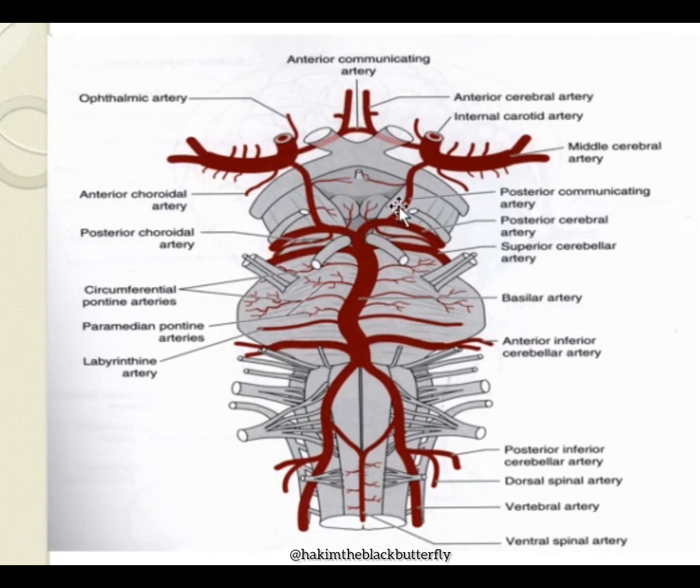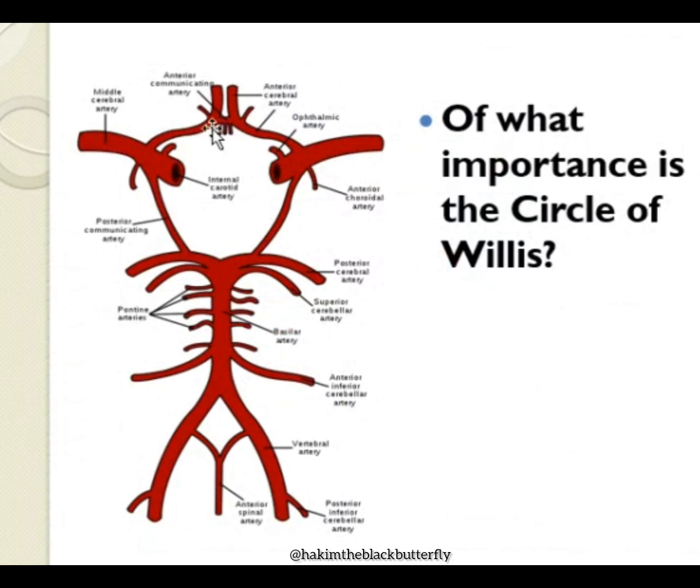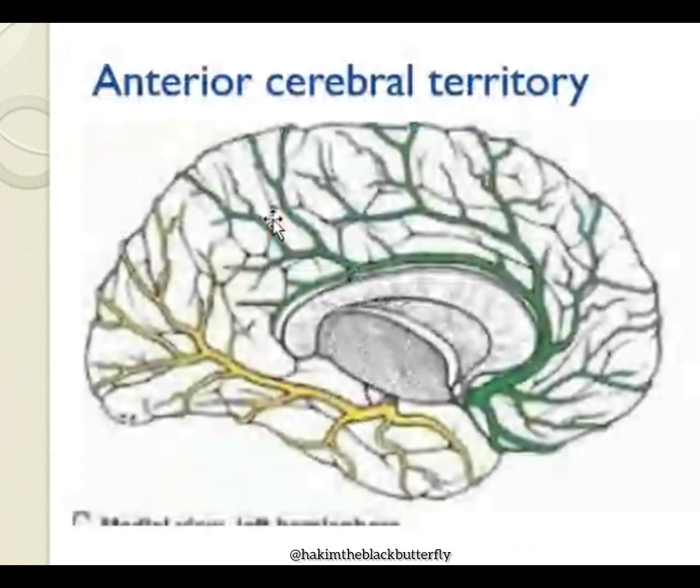Which blood vessels form the circle of Willis? We have the posterior communicating artery, the anterior cerebral artery, the anterior communicating artery, then we come back to the anterior cerebral artery, posterior communicating artery, and then the two posterior cerebral arteries. And these ones are the ones which form that important anastomosis known as the circle of Willis. This is the circle of Willis.